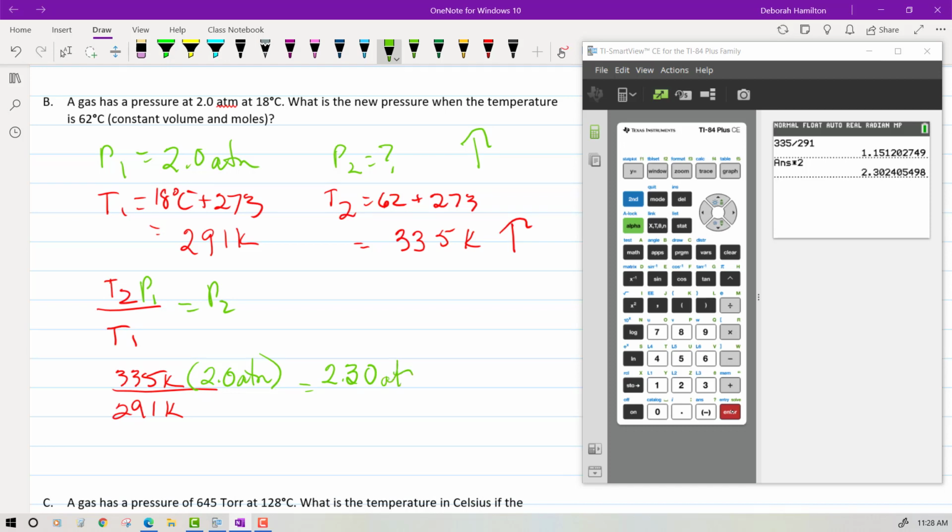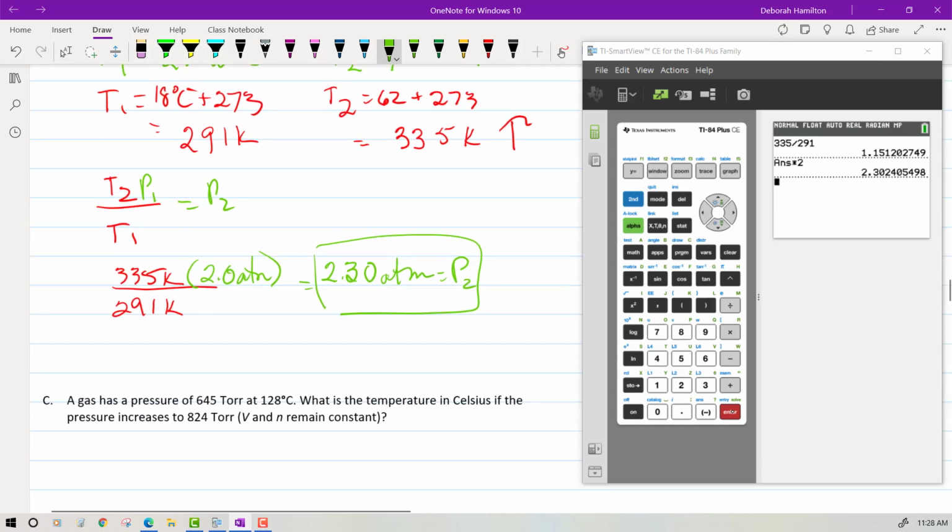So did it go up? Yes, it did go up. And that's how you work a Charles's Law problem. All right, so here's another one.